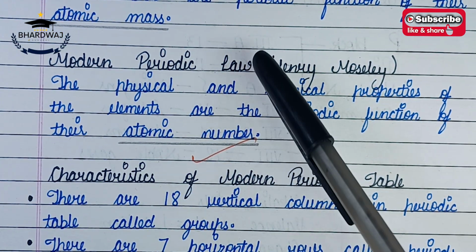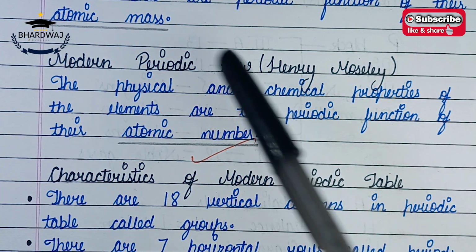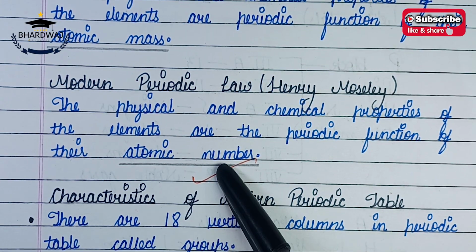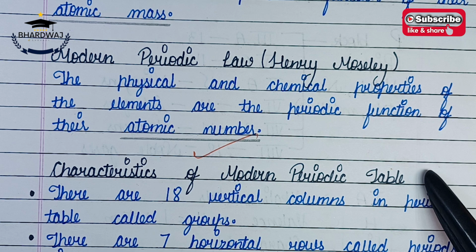So the difference between Mendeleev's periodic table and the modern periodic table is only this much, that Mendeleev talked about the atomic mass and Henry Moseley talked about the atomic number. So now let's talk about some characteristics of the periodic table.